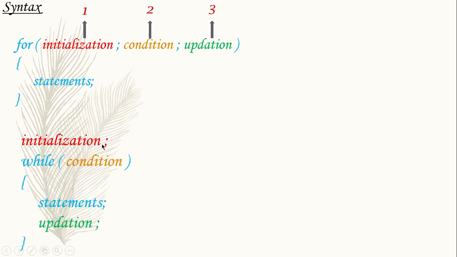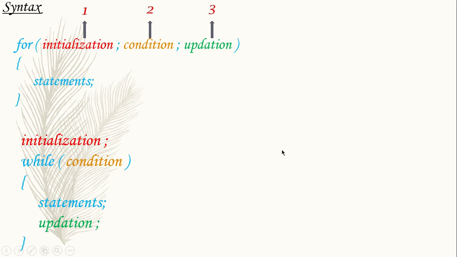In case of while loop, the initialization is at the top, then we have the condition after the while keyword, then within second bracket we have the statements that need to be repeated, and before the second bracket closes we have the updation portion here.